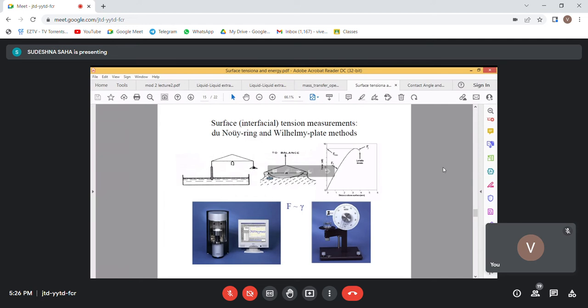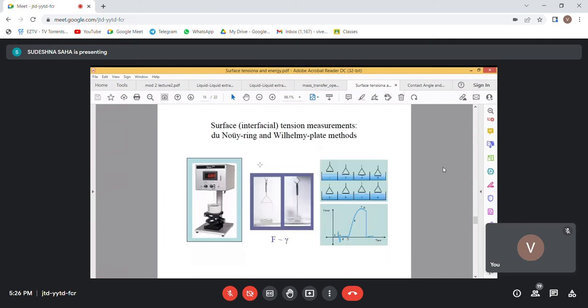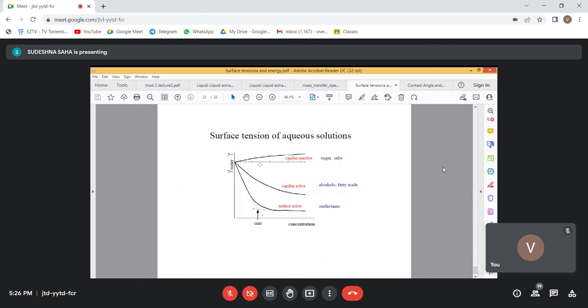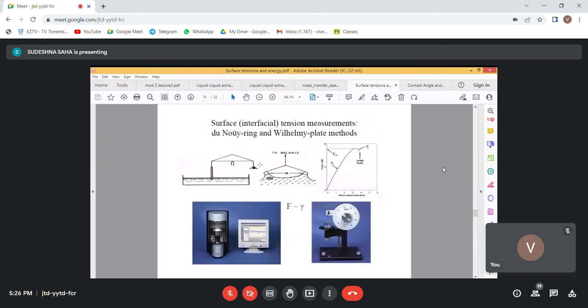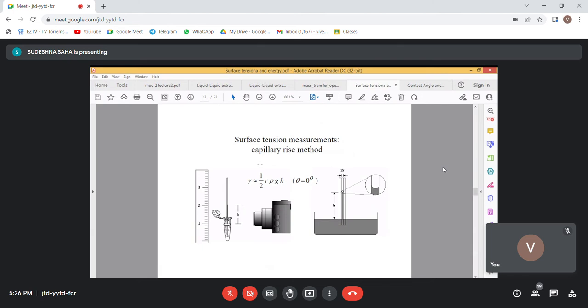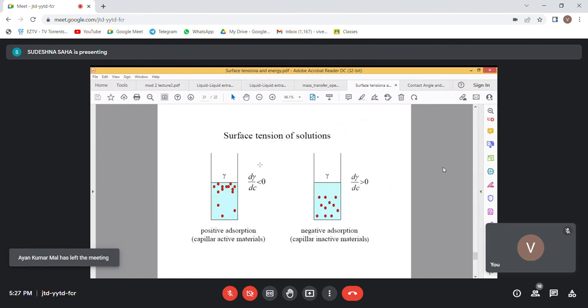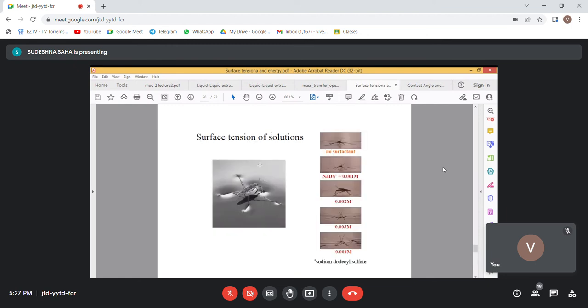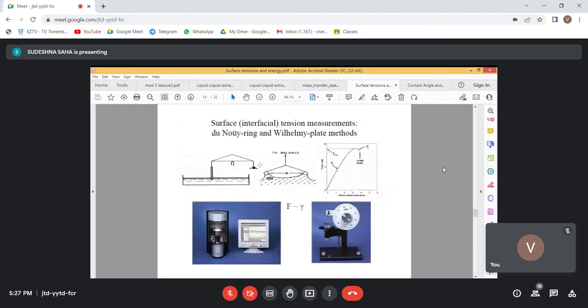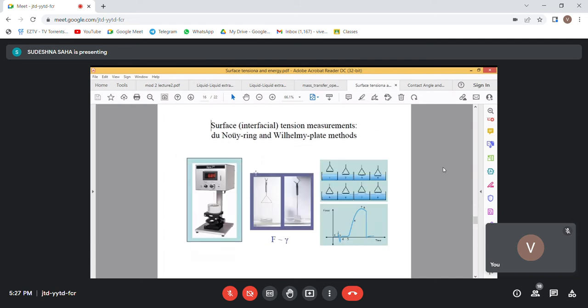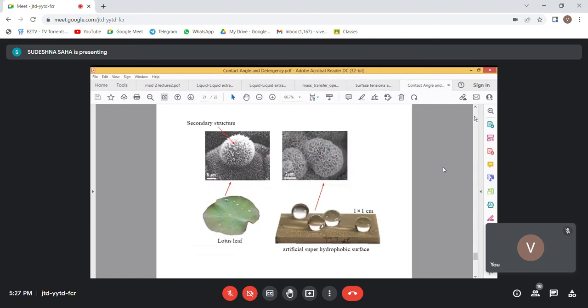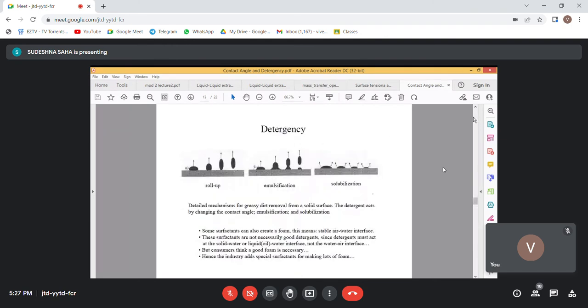Okay, so this is a balance that is being used over here, and I'm not sure whether I have this formula, where F equals gamma into... this is for the capillary rise, but for the Wilhelmy plate method, the equation is just the wetted perimeter into the force that is being used over here. Okay, so these are the two methods which are important. You don't need other methods for surface energy calculation at the moment.